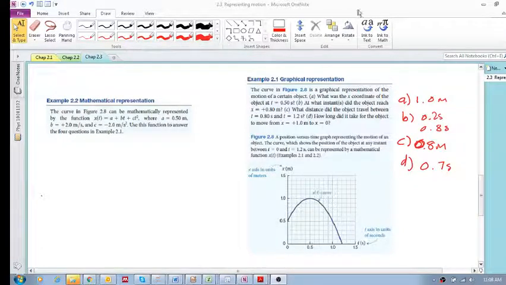Okay, how's it, guys? Let's have a look at, let's use some red here. Let's look at example 2.2.